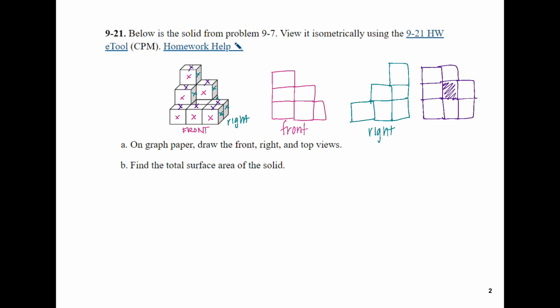Find the total surface area of the solid. So if I find the total surface area, I want to take all of my blocks from the top, 1, 2, 3, 4, 5, 6, 7. Add all of my blocks from the bottom, which would be the same as the top, so 7. Then I need to add all of the front side of my blocks. Then I also need to add the back sides of my blocks.